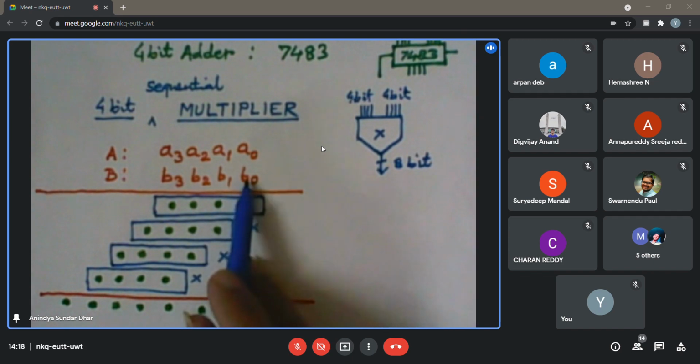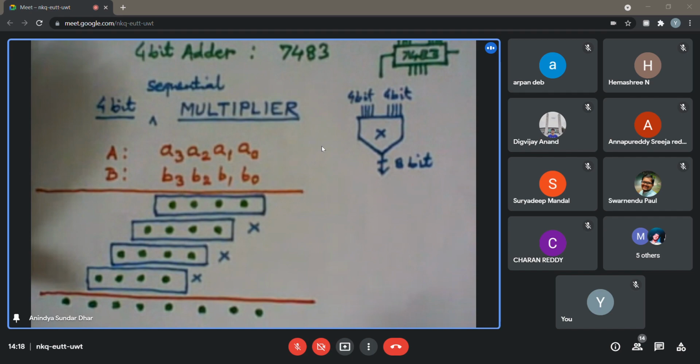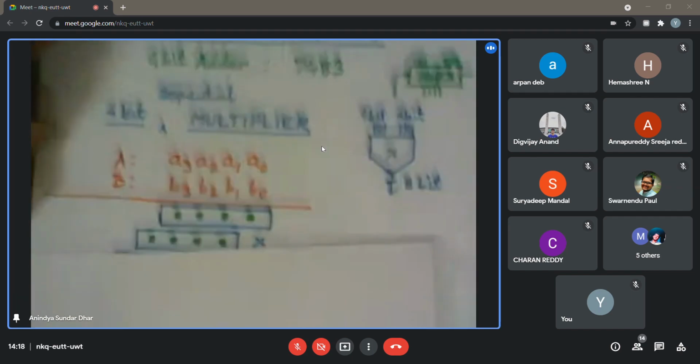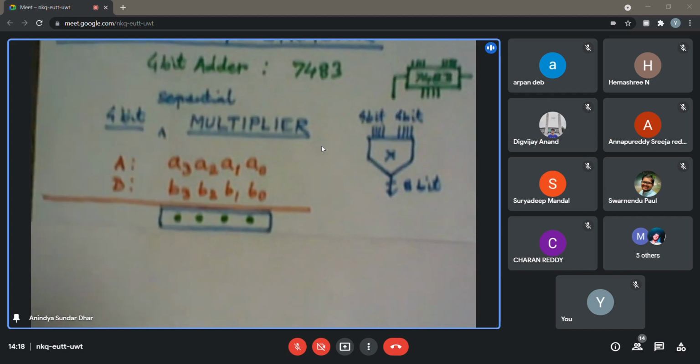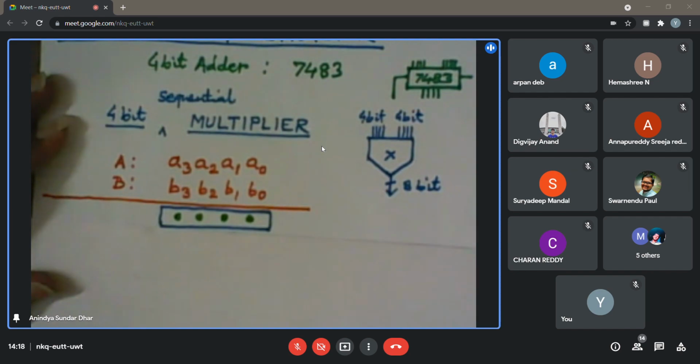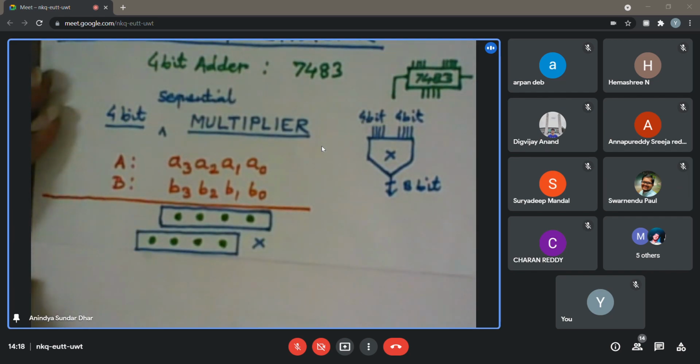For example, I will look into B0 first. So let me use a blank paper. Okay. So I will first compute up to this point. So I will keep that result with me. Then I will look at the next bit, B1, and then I will find out this partial product.